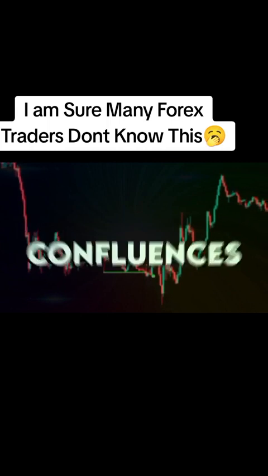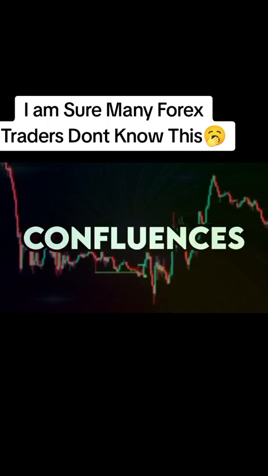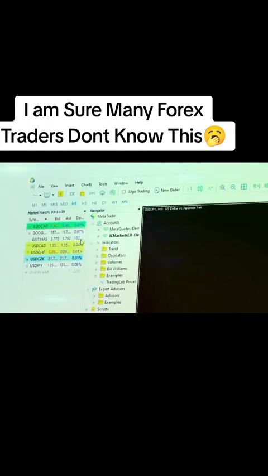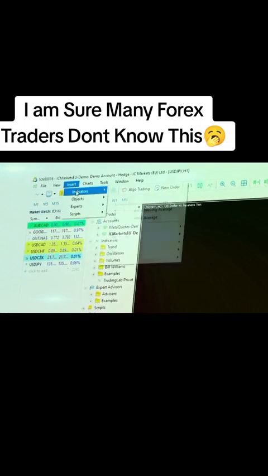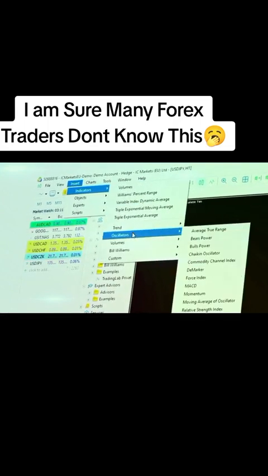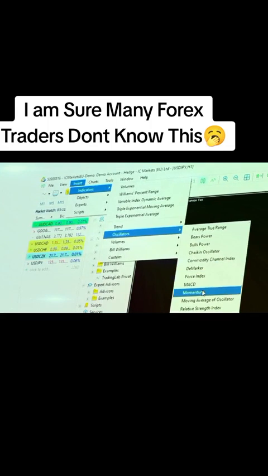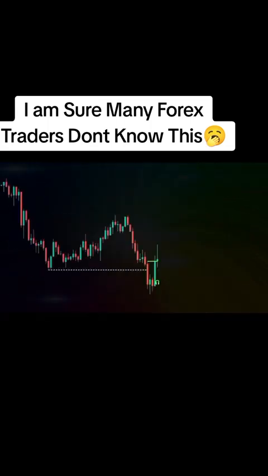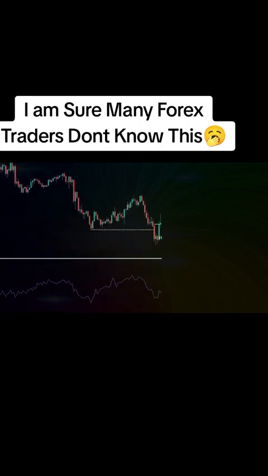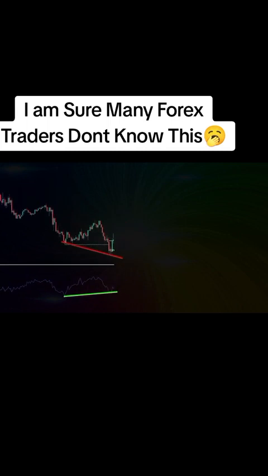Another way to improve this is by adding confluences like divergences. To do this, simply go to the indicators menu, click Insert, then Indicators, scroll down to Oscillators and click Momentum. So here you can see the indicator gave us a long, but something else to notice is that here the chart did a liquidity grab, so it's making lower lows. But if we look at the momentum oscillator, it's making higher highs. So this is a divergence and it's also a very bullish signal.